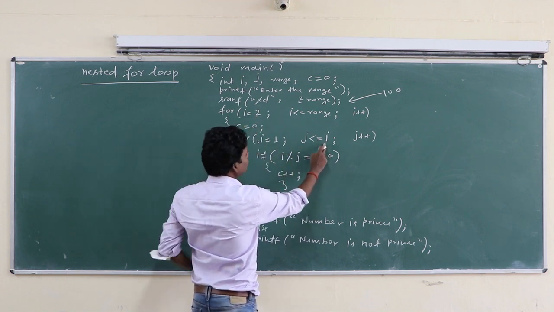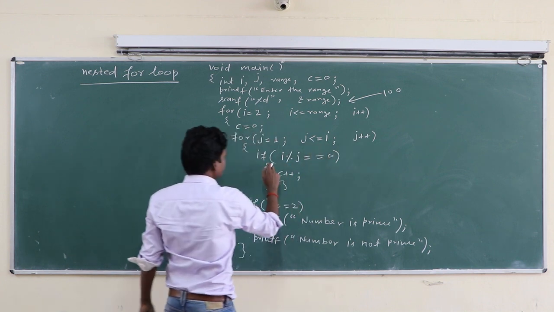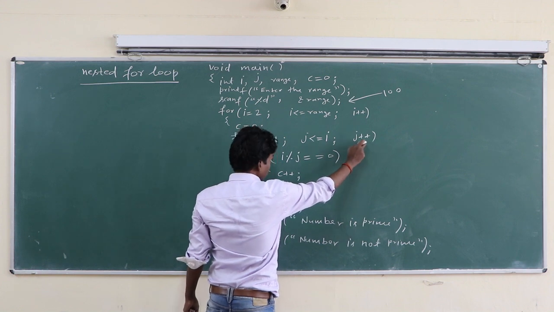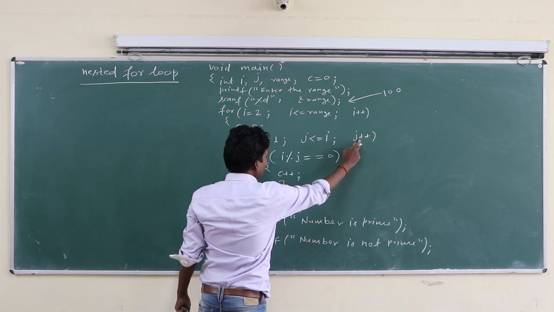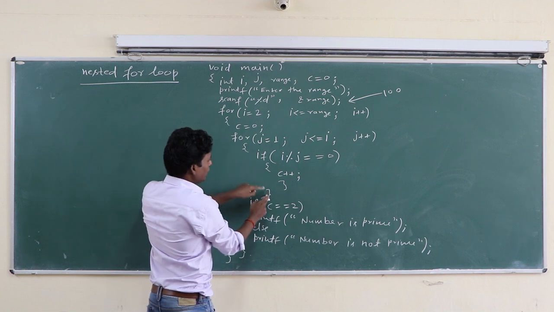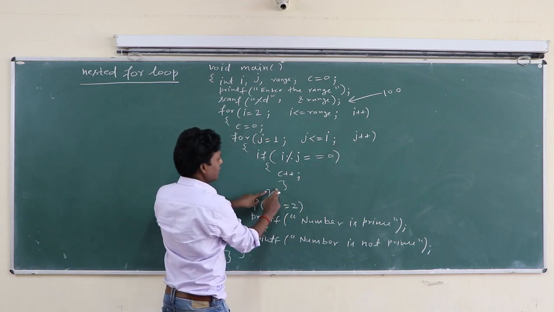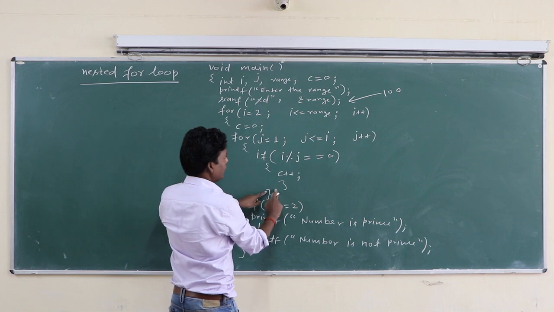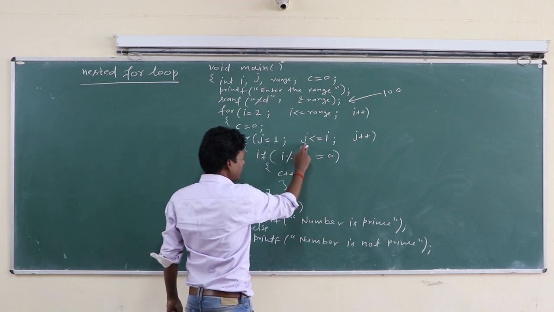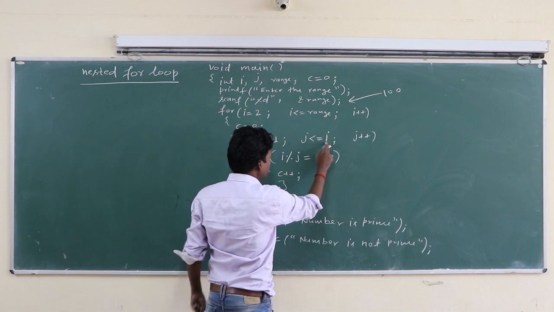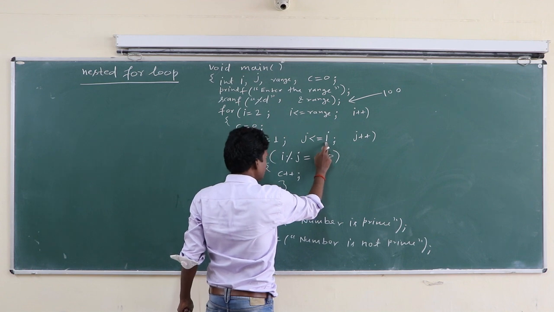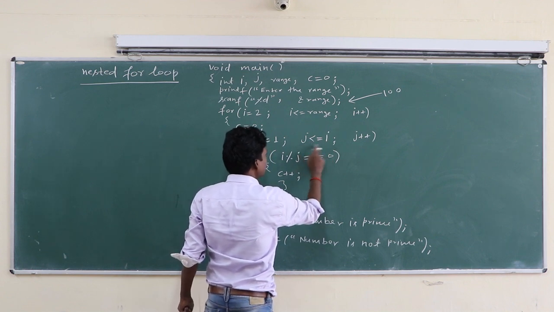Here the first time i is 2, and then j plus plus. This is the initialization, this is the testing, and this is the increment or decrement that works at the end of the loop. So this for loop is closed here, and this j plus plus works here at the end of the loop. Okay, j is 1, and j is less than or equal to i, which is currently 2. 1 is less than or equal to 2, yes. This testing is true, this condition is true.